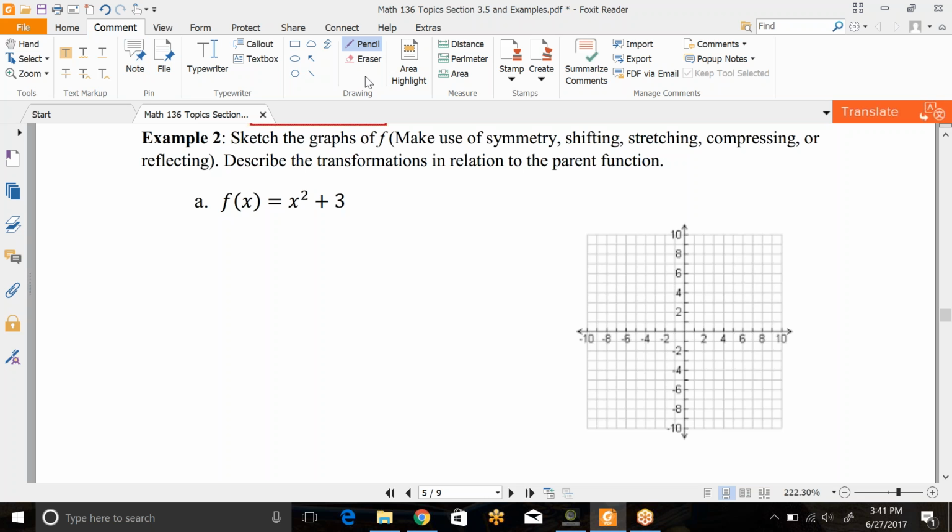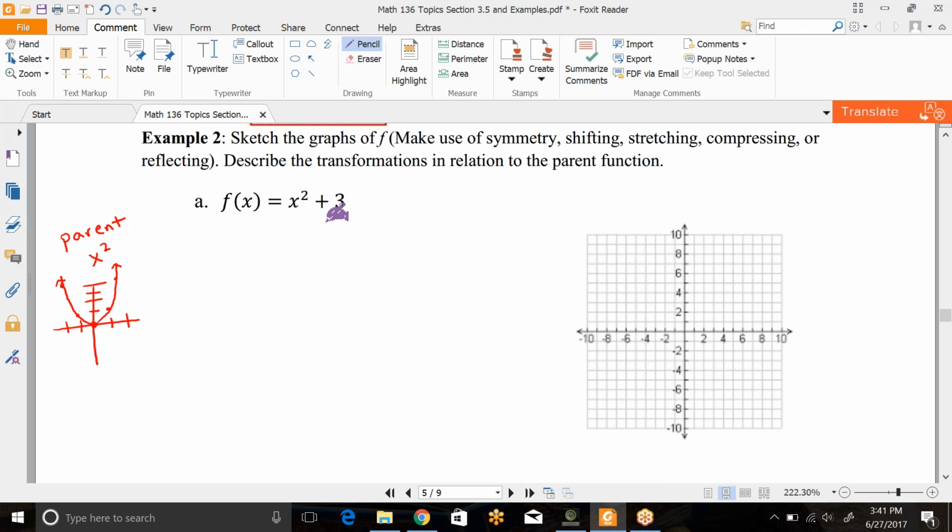The most important thing you want to look for is what is the parent function here. I always write that over to the side. I see the squared part, so that means this is related to the parent x squared. And I do a little doodle off to the side to help me visualize what x squared looked like, so I know what I should expect my new one to look like. And remember, if you don't know these points off the top of your head, you use a table of values to find them. Okay, so there's what x squared looks like.